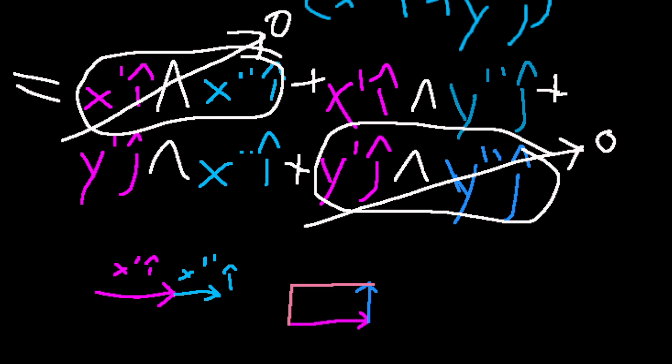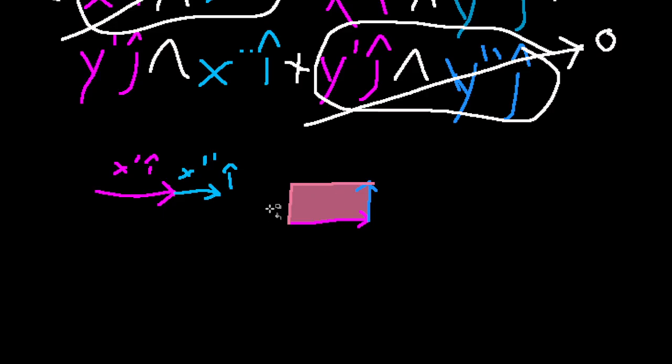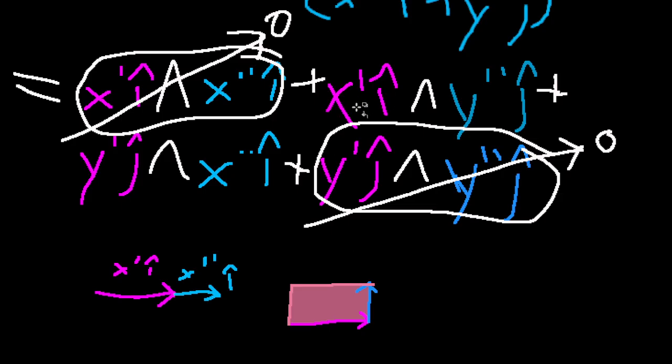And this is a bivector, which is actually a rectangle, because i hat and j hat are perpendicular to each other. So of course their scaled versions would also be perpendicular to each other. And let's also think of this y prime j hat wedge x double prime i hat as well.